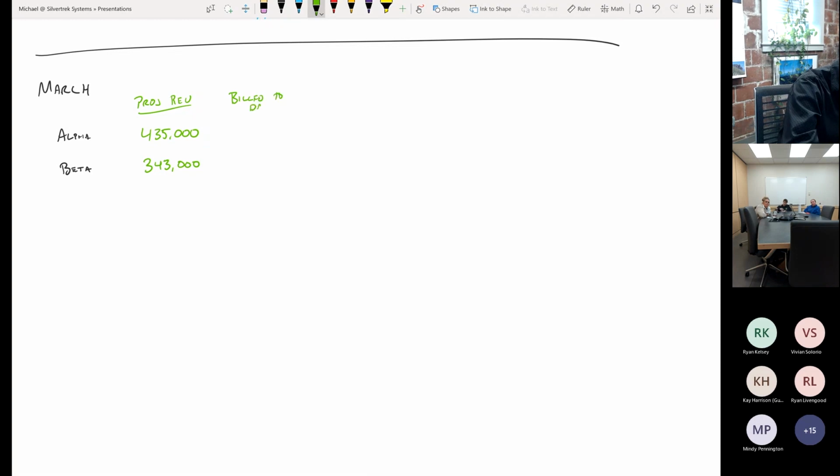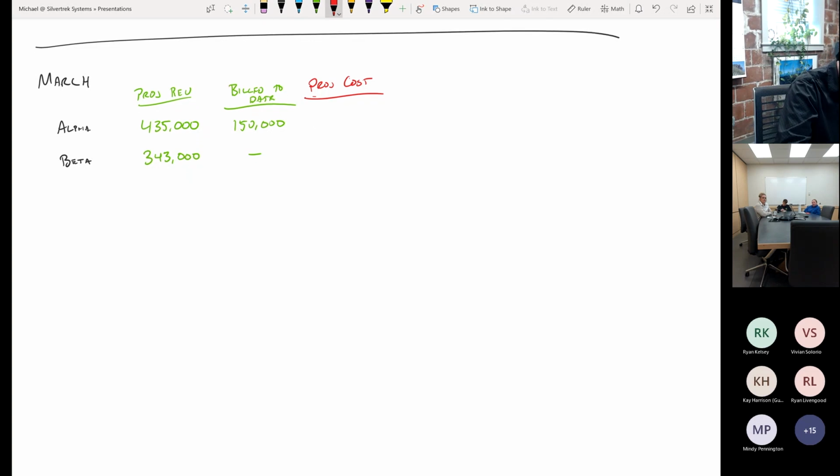Bill to date. And our bill to date on alpha was $150,000. On beta, it was 0. Then we said, well, how much, Mr. Project Managers, do you expect to spend at the end of the job? That is, what is your projected cost at the end of the job? Our projected cost at the end of the job, said the Alpha Project Manager, is going to be $391,000.